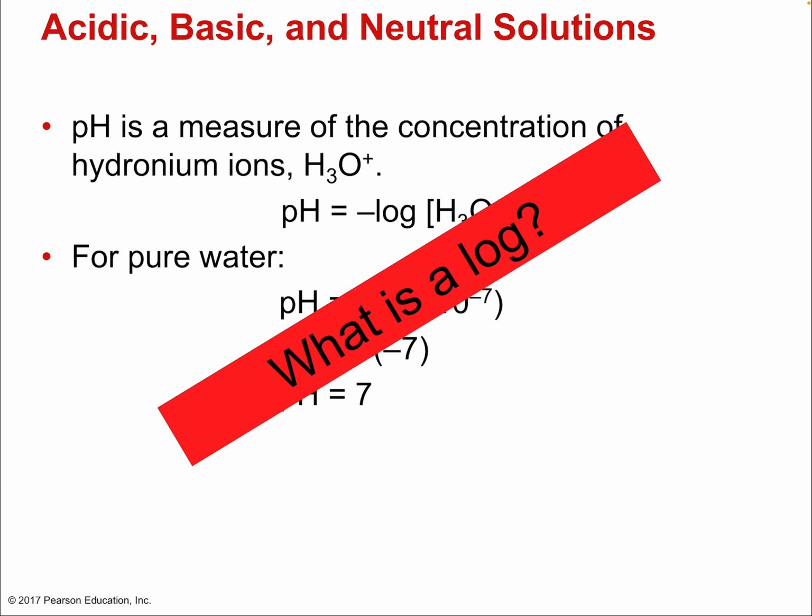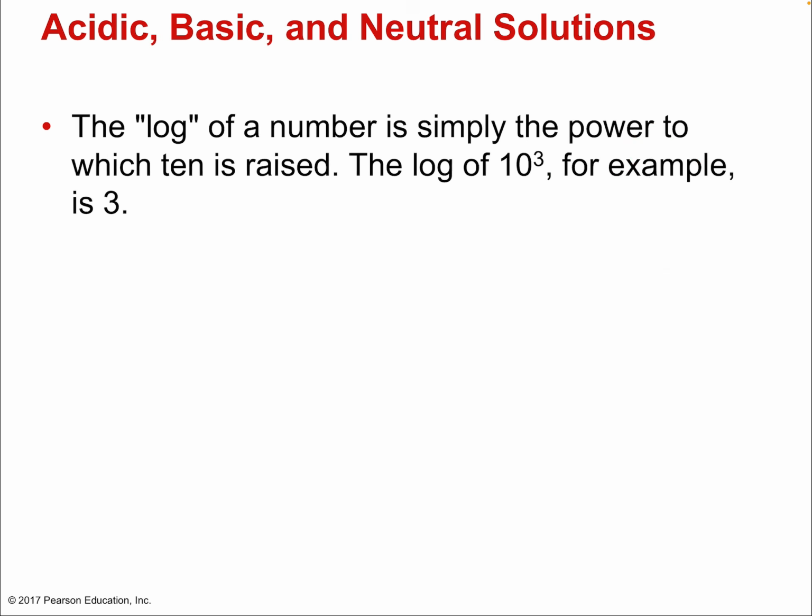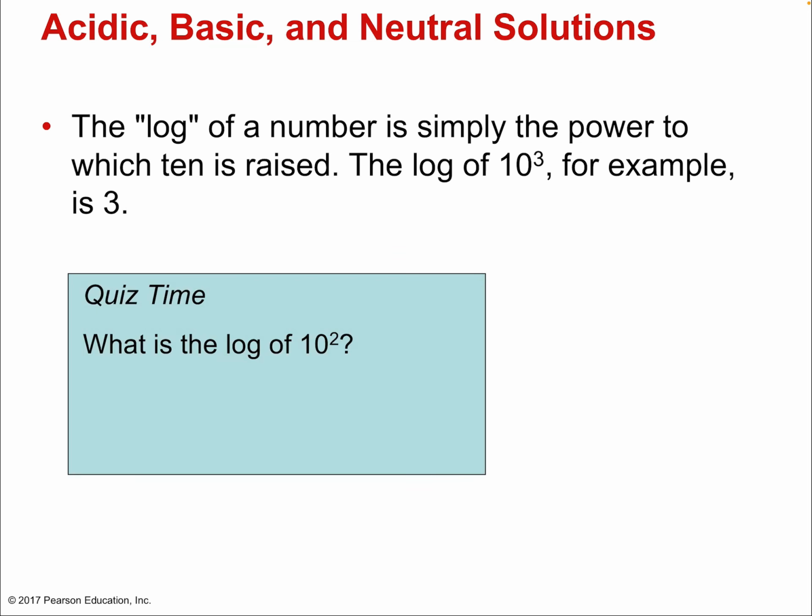Now, if you're asking yourself what the heck is a log, let's quickly review. The log of a number is simply the power to which 10 is raised. So in other words, the log of 10 to the 3 is just 3 because it's raised to the power of 3. But we'll see that a couple more times, okay? So what is the log of 10 raised to the second power? Well, that would be the log of 10 to the 2. It's just 2 because 10 was raised to the power of 2. So asking for the answer of log of 10 to the 2, it's got to be the power.